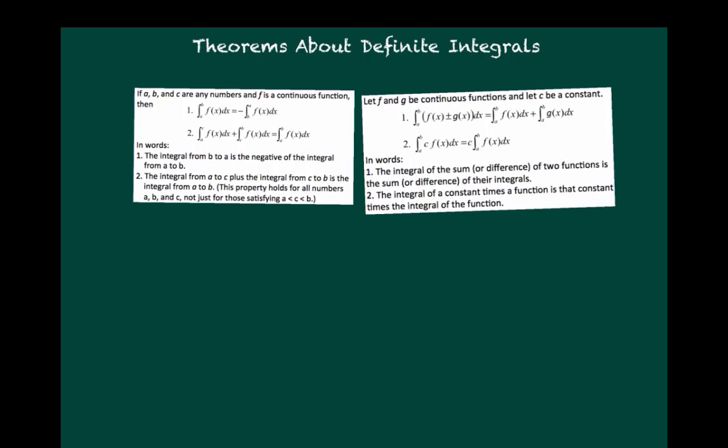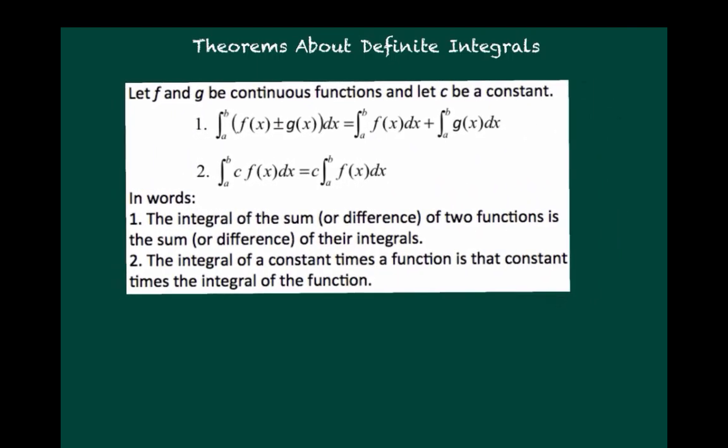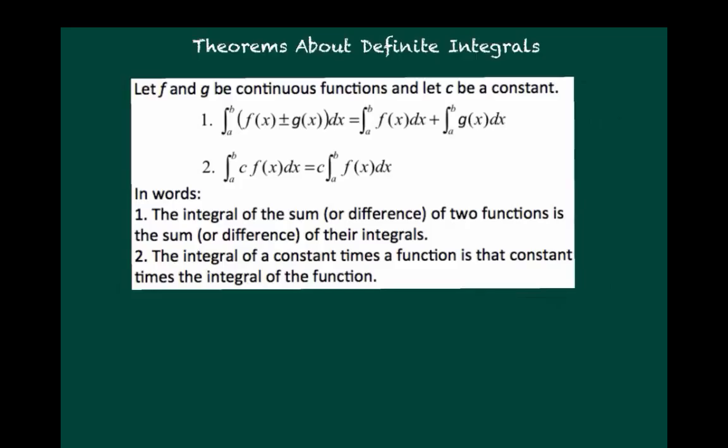Okay, the second pair of properties is also pretty intuitive. If you have 2 different functions with the same limits and you're adding them together, then the integral is just the sum of each individual function.